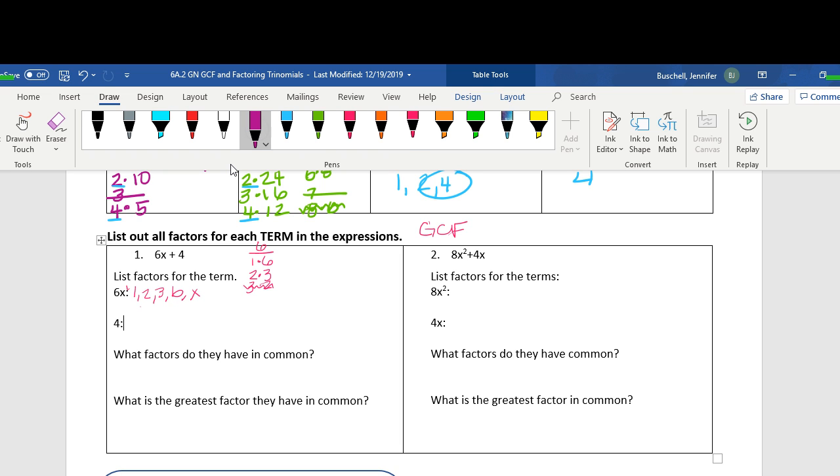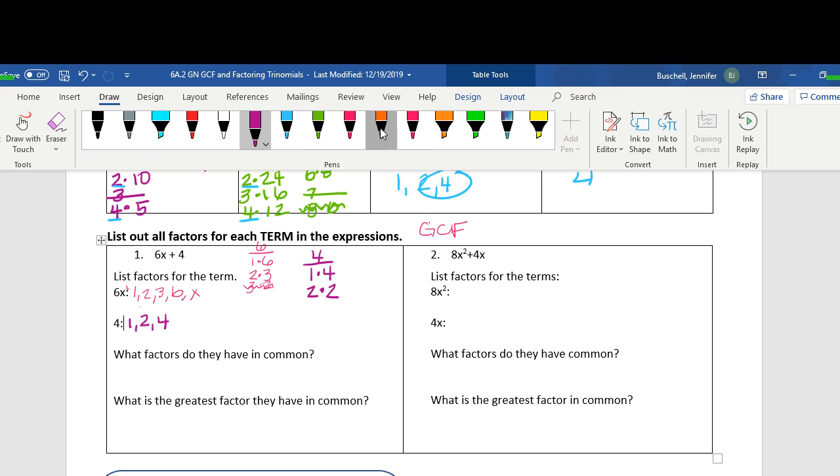Now I'm going to do the same thing with 4. So I'm going to list out all the factors. So 1 times what gives me 4? 4. 2 times what gives me 4? And that's 2. Once I get to a pair where a number times itself gives you 4, then we are done. So I'm going to go list all my factors. So 1, and I don't have to do repeating. So 1, 2, and 4. I don't have a variable, so I don't have to list that.